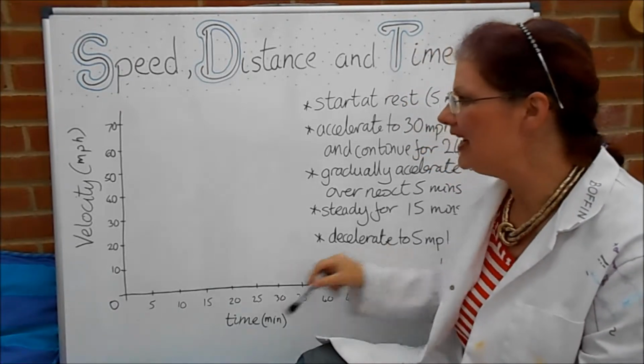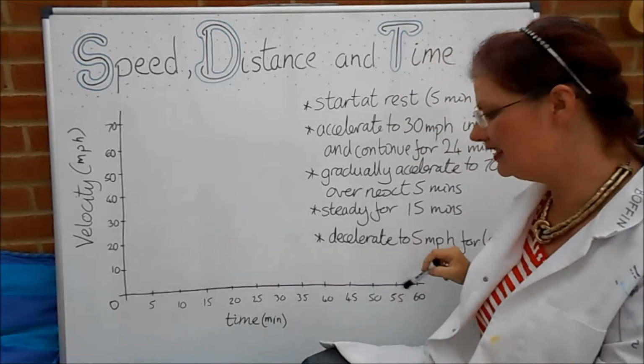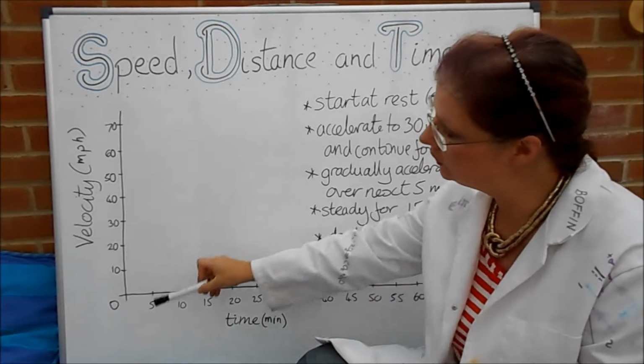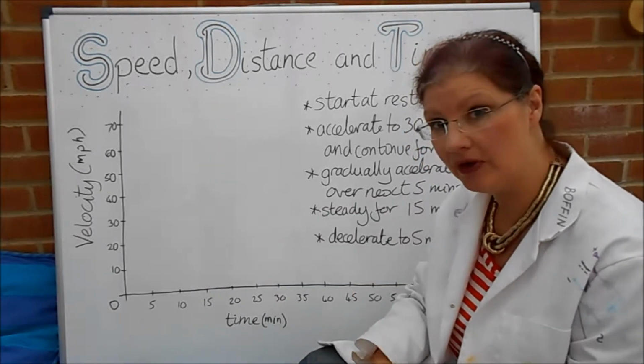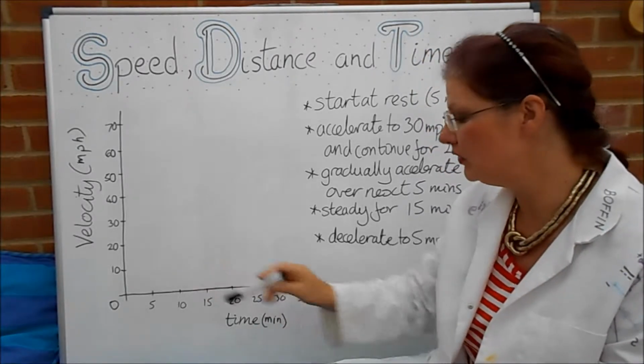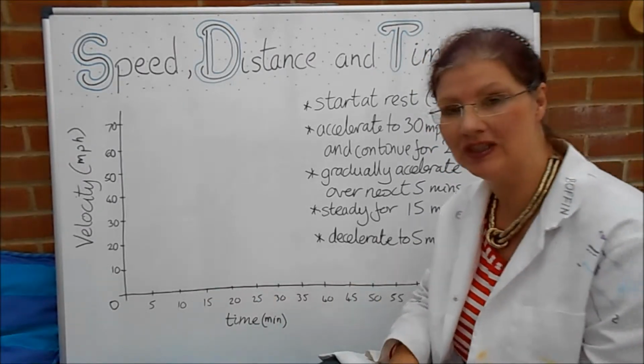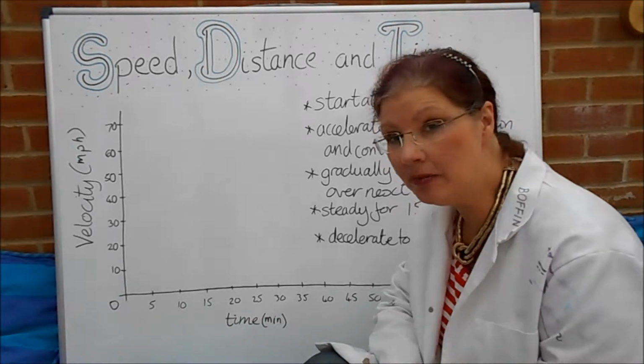Now, I've got here my velocity time graph. The vertical one is marked in miles per hour going from 0 to 70, and the horizontal in minutes going from 0 to 60. So for this, you're going to need some graph paper.